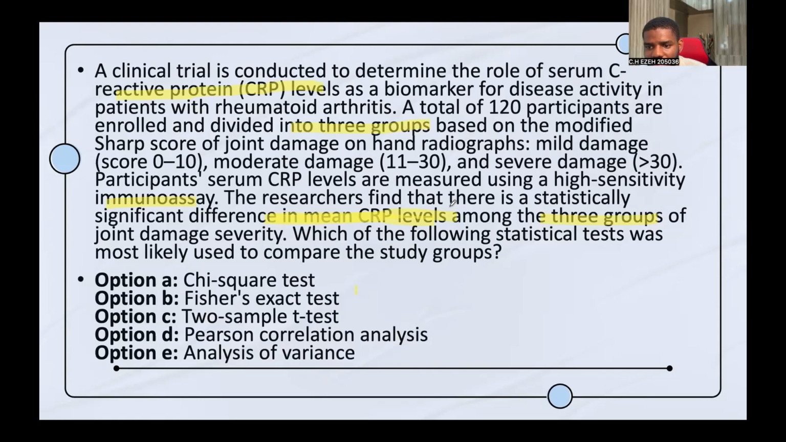Therefore, we're comparing a quantitative outcome across 3 categories. 3 categories, very important to note. So that would be analysis of variance. If it were 2 categories, it would have been a two-sample t-test. If the joint damage severity was used without categories, then we would have been comparing 2 quantitative variables. We would have used Pearson's correlation analysis. However, the first 2 options were tests used for 2 categorical variables. Now, any question?